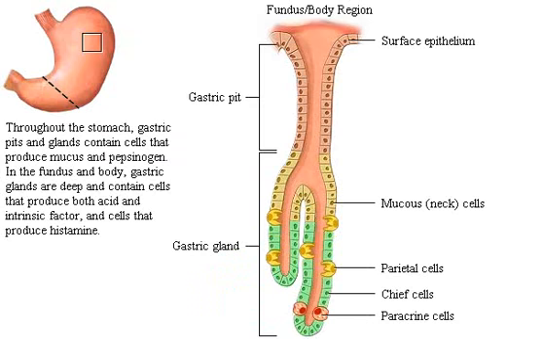Throughout the stomach, gastric pits and glands contain cells that produce mucus and pepsinogen. In the fundus and body, gastric glands are deep and contain cells that produce both acid and intrinsic factor and cells that produce histamine. Click each cell type to reveal its secretion, then click Continue.